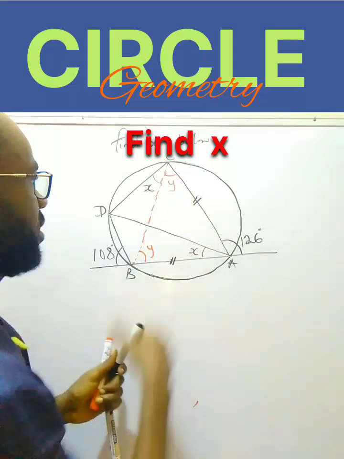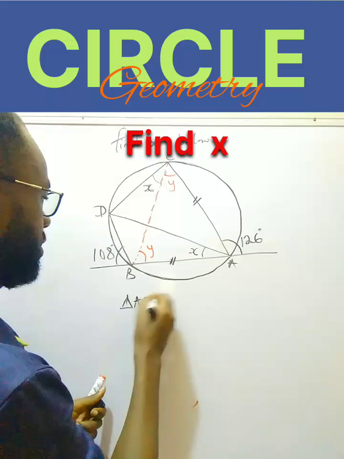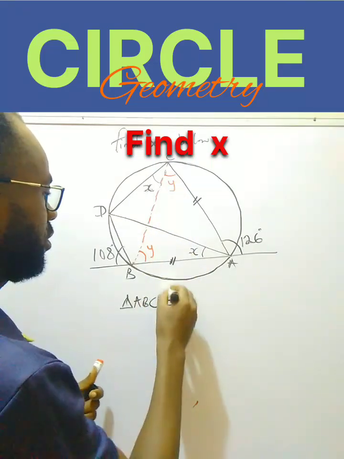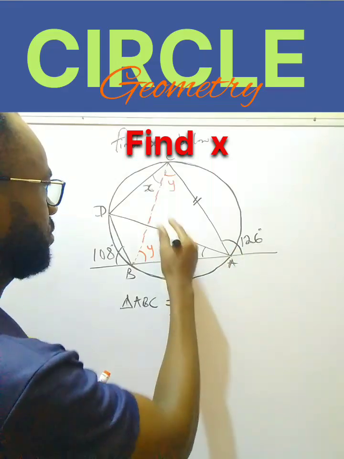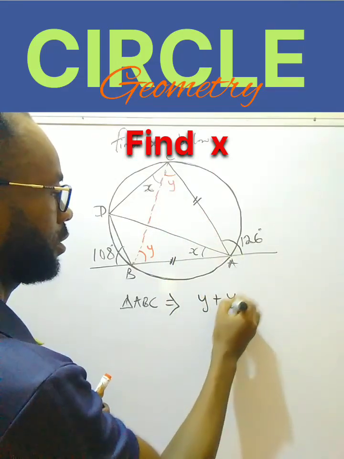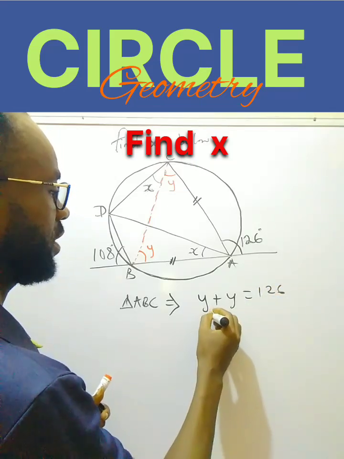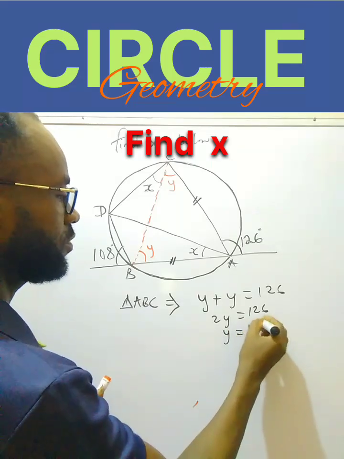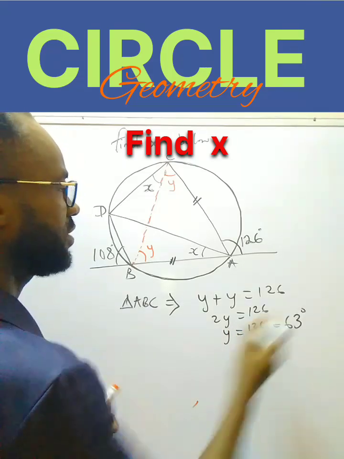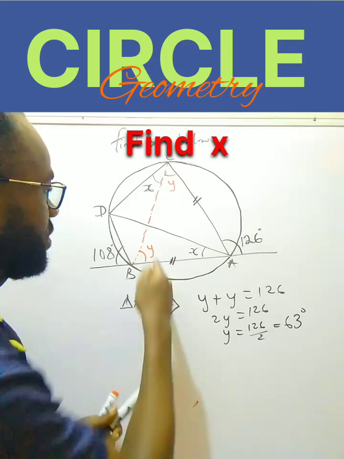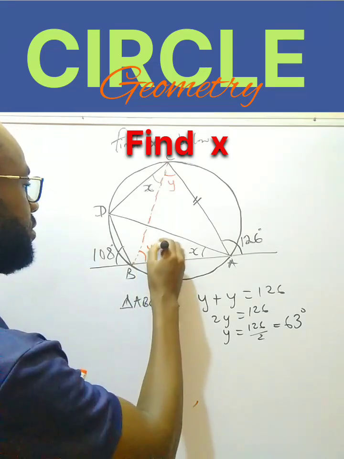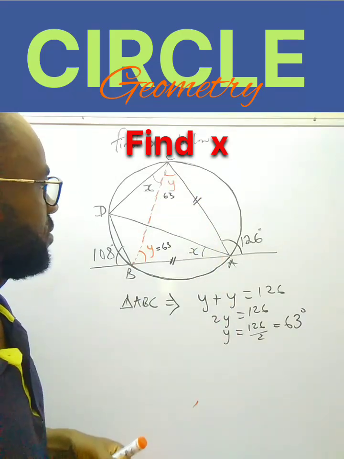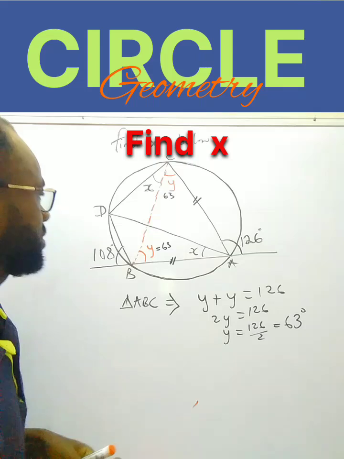So now we are going to check. This is a triangle. So in triangle ABC, we know that the sum of the two interior opposite angles will always equal the exterior angle. So y plus y will give us 126, so that 2y equals 126, and then y equals 126 over 2, and that is 63 degrees. So we have gotten this value for y as 63 degrees. The same thing here too will be 63 degrees as well.